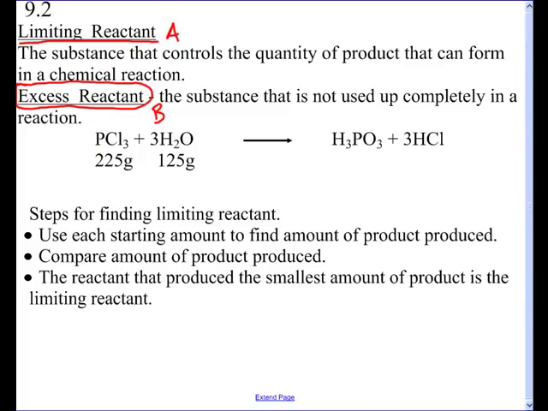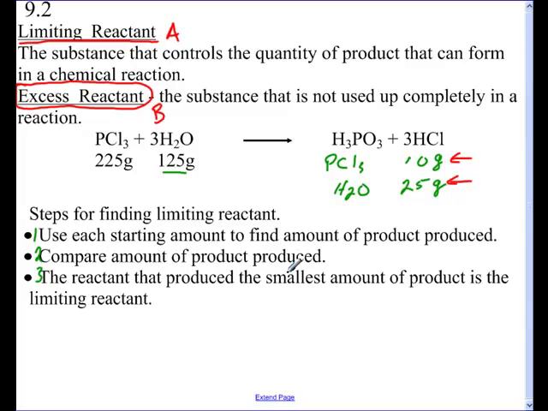So the great news about all of this is that mathematically we're not doing anything different than what we've been doing. All we're going to do is look at the result of our calculations. So look at the steps I have right here, these three steps. The first thing, we're going to use the starting amount to find the amount of product produced. So I'm going to take these 225 grams and figure out how many grams of HCl. And then I'm going to take this 125 grams of this one and find out how many grams of HCl. Now, just for ease of use, let's say the PCl3 made 10 grams, and with the water, we would make 25 grams. So I'm going to compare the amount of product produced. You can see right there that this one's smaller, this one's the bigger amount.